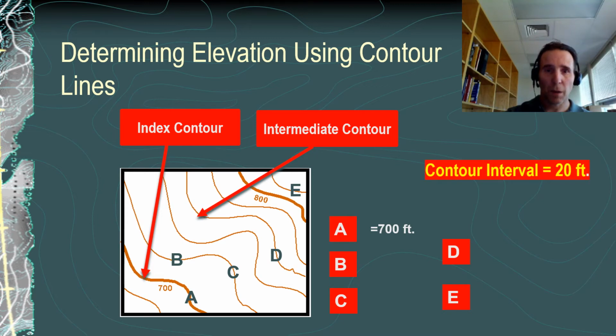720 feet. What about point C? Point C has the same elevation because it's located on the same contour line as point B. Now try to determine the elevations at point D and E. Point D is 760 feet. E is 820 feet because it is 20 feet above the 800-foot index contour.